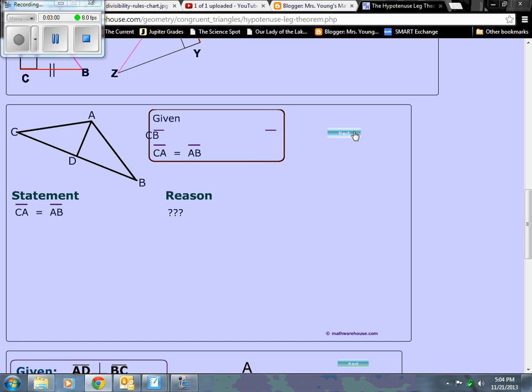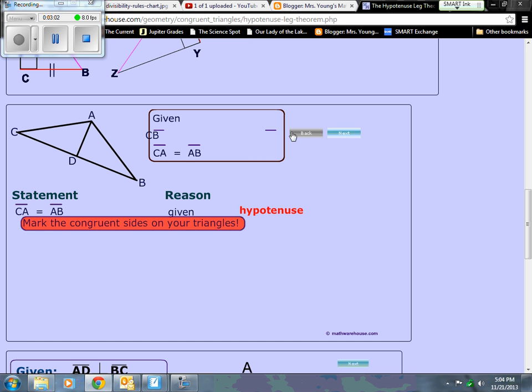So we have that CA is congruent to AB. So I can actually say that right away. It's given. Okay. Then I can say that ADC and a certain other angle, which in this case is ADB, are right triangles.